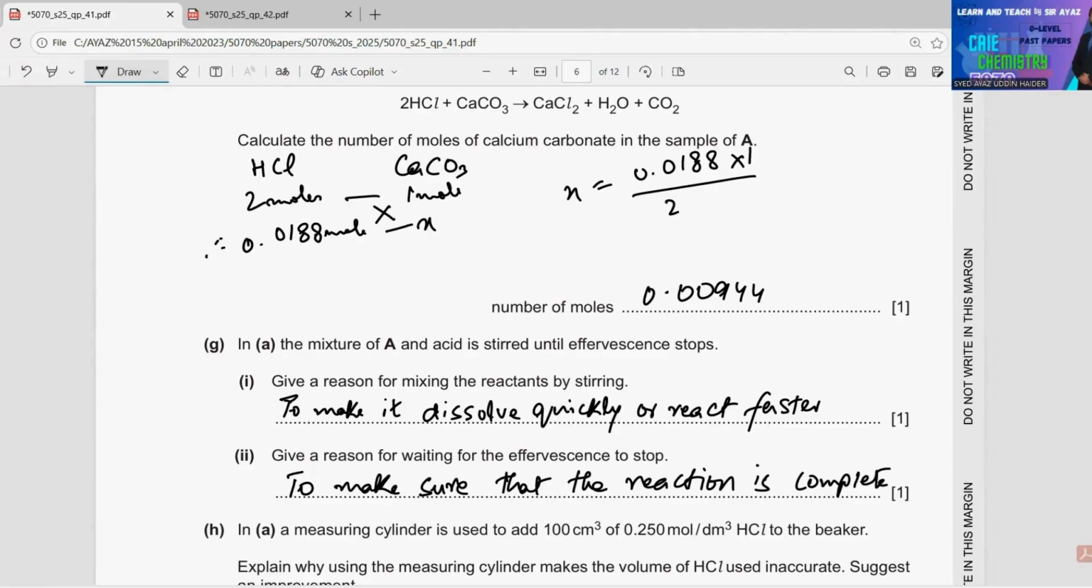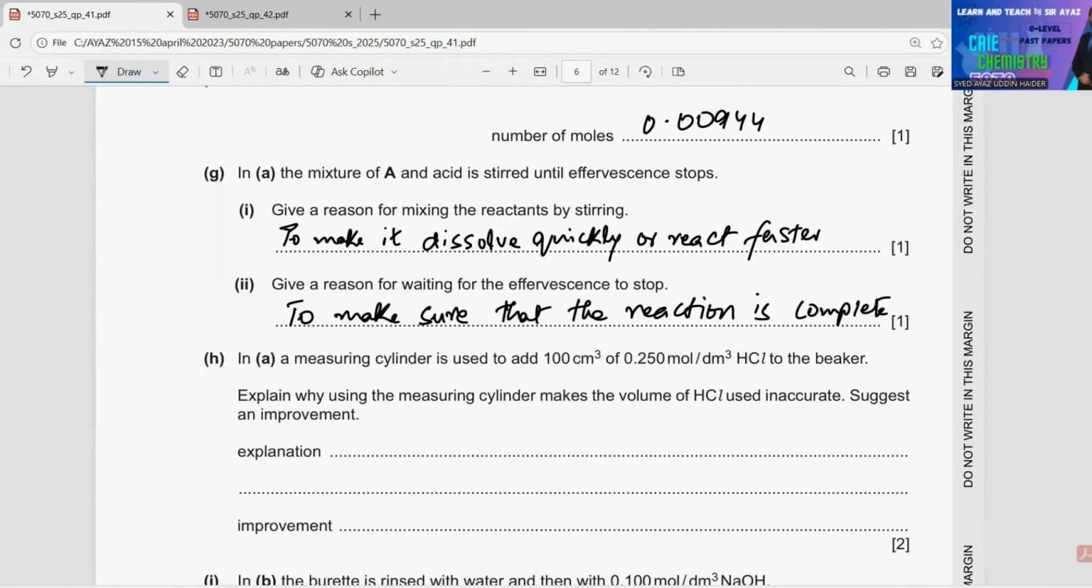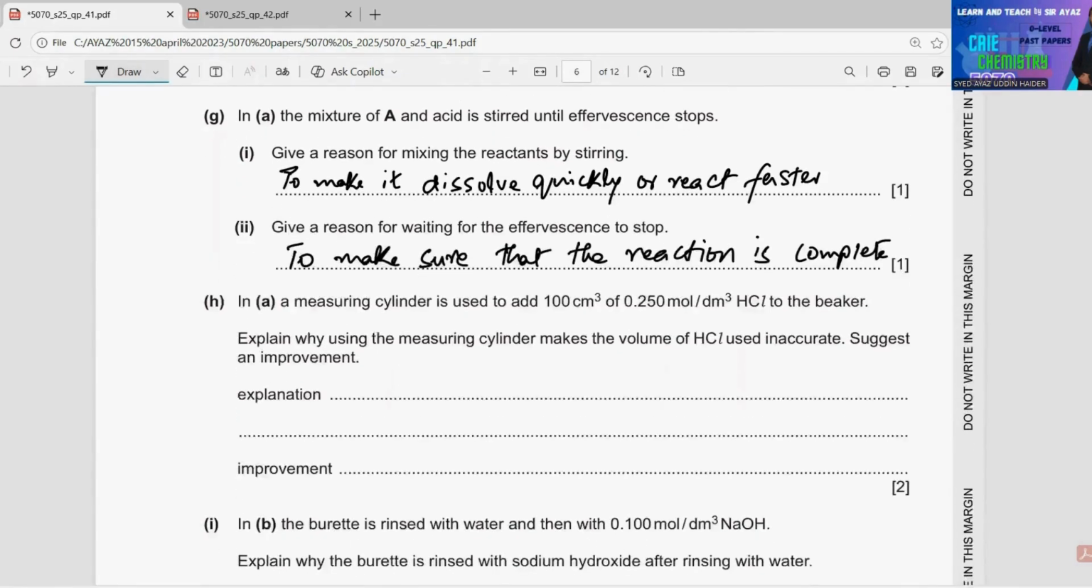H. In A, a measuring cylinder is used to add 100 cm cube of 0.25 mole per dm cube HCl to the beaker. Explain why using the measuring cylinder makes the volume of HCl used inaccurate. Suggest an improvement. Measuring cylinder has lower accuracy. So the best choice will be the burette or pipette. Burette is the best choice.